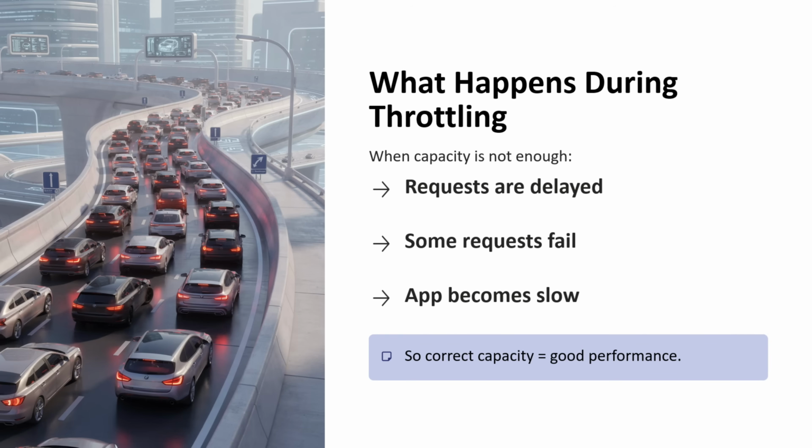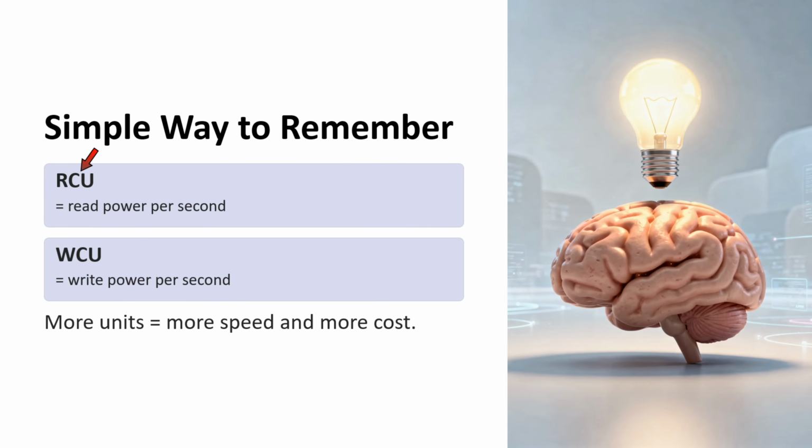Now we will see what happens during throttling. When capacity is not enough, requests are delayed. Some requests fail. The app becomes slow. So correct capacity means good performance. Read capacity unit means read power per second. Write capacity unit means write power per second. More units means more speed and more cost.